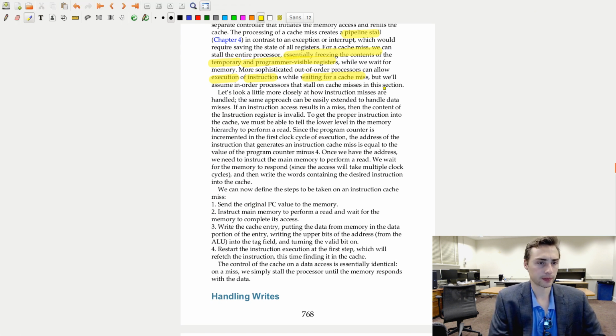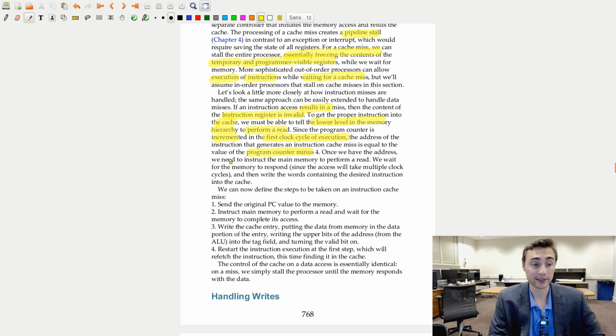So let's look more closely at how instruction misses are handled. If an instruction access results in a miss, the content of the instruction register is invalid. To get the proper instruction into the cache, we must be able to tell the lower level in the memory hierarchy to perform a read. Since the program counter is incremented in the first clock cycle of execution, the address of the instruction that generates an instruction cache miss is equal to the value of the program counter minus 4.